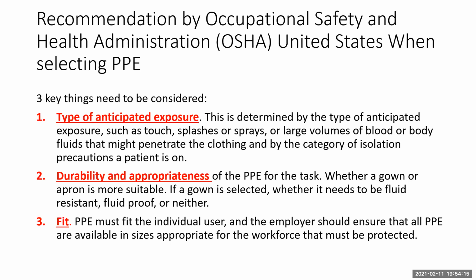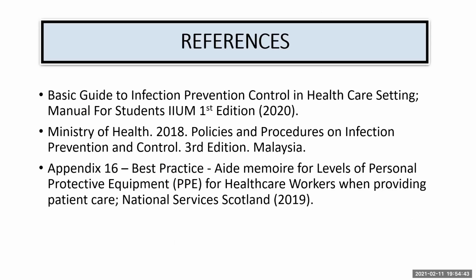Number 2, the durability and appropriateness of the PPE for the task, whether a gown or apron is more suitable. If a gown is selected, whether it needs to be fluid resistant, fluid proof, or neither. Number 3 is fit. PPE must fit the individual user, and the employer should ensure that all PPE is available in sizes appropriate for the workforce that must be protected. For example, gloves must fit. There are several sizes of gloves provided. Okay, next slide. I think that's all from me.